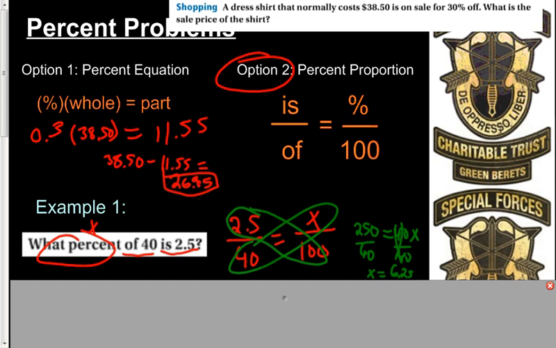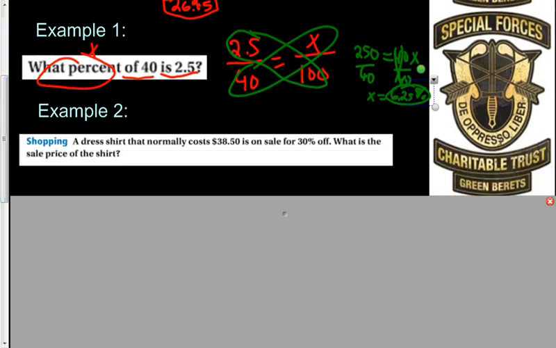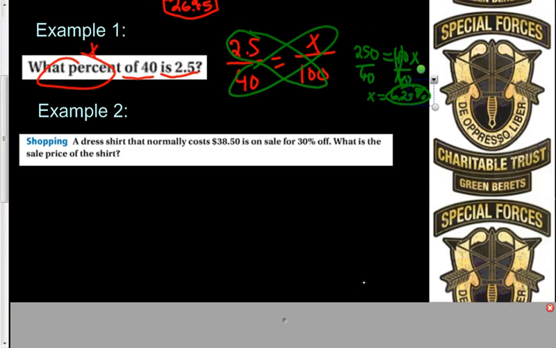So 2.5 is only 6.25%, because we're trying to find the percent for this one, of 40. Now, we did this example already with the percent equation. I'm going to show you with the percent proportion as well, because it works as well.